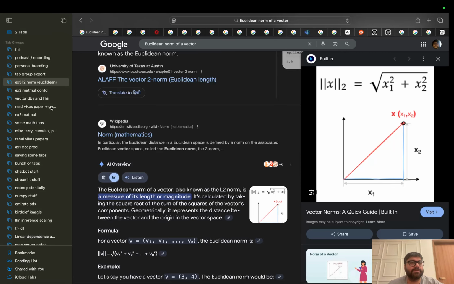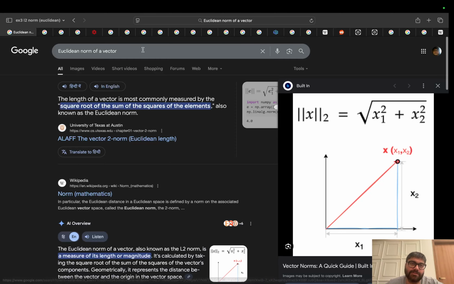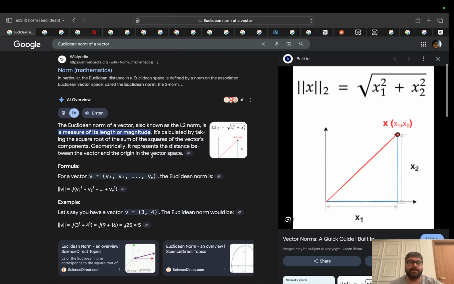So this was the tab group. I managed to save it, right? What was the first thing I Googled? Obviously, Euclidean norm of vector. How do you do it? And it's just the square root of the elements of the vector squared, right? Squared and summed. Pretty straightforward, pretty simple.